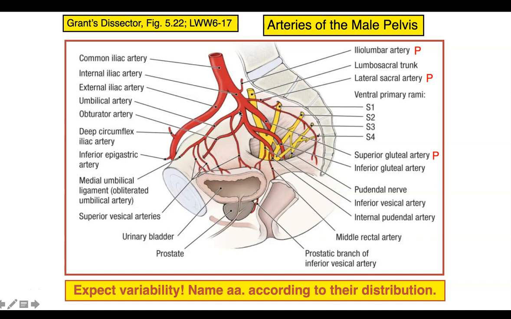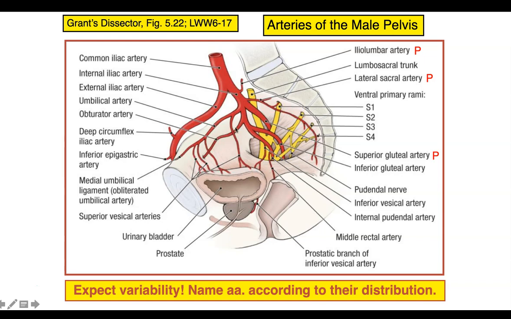The very first anterior branch of the internal iliac artery is the umbilical artery. The umbilical artery courses over the urinary bladder, and it has an obliterated part which courses through the anterior abdominal wall. But this part of the umbilical artery has a patent part. It gives rise to the superior vesical branches. The superior vesical artery supplies the superior surface of the urinary bladder. Vesical means bladder.